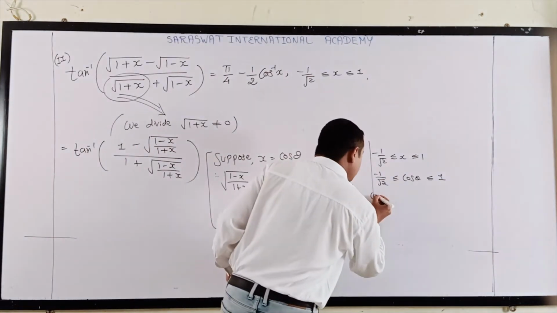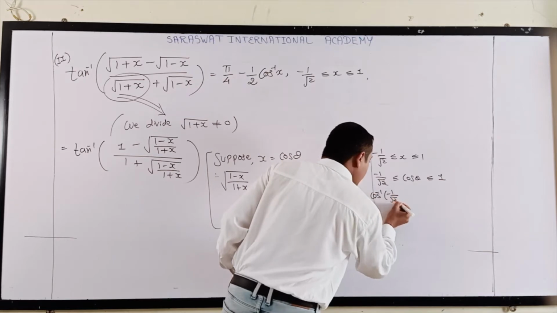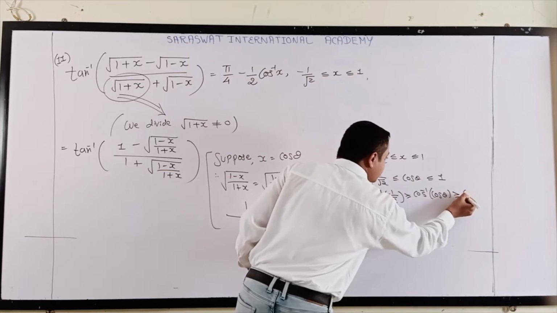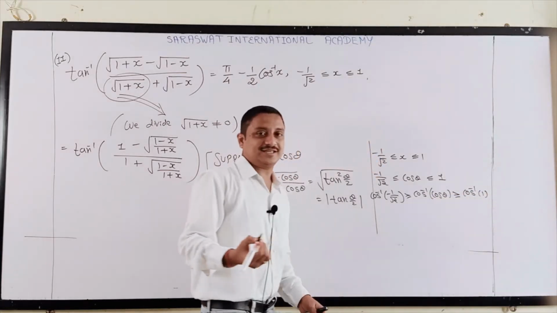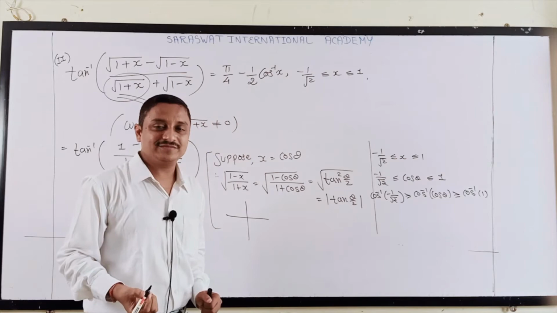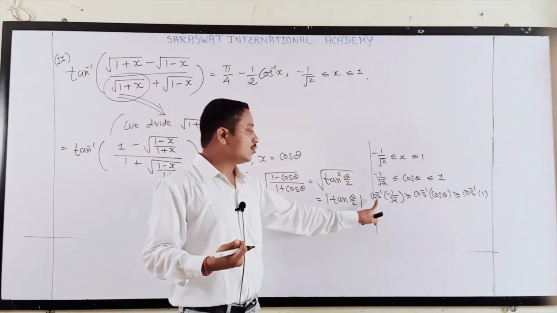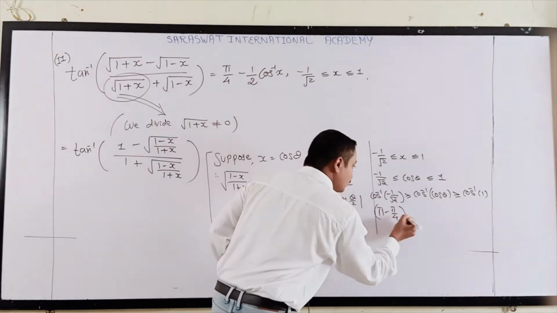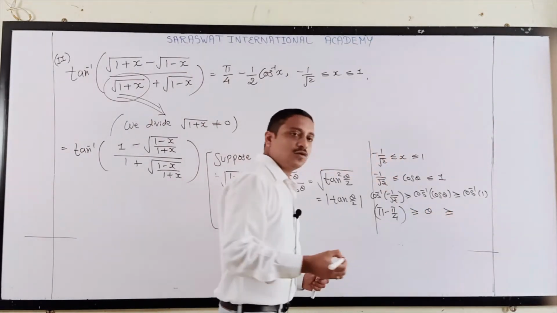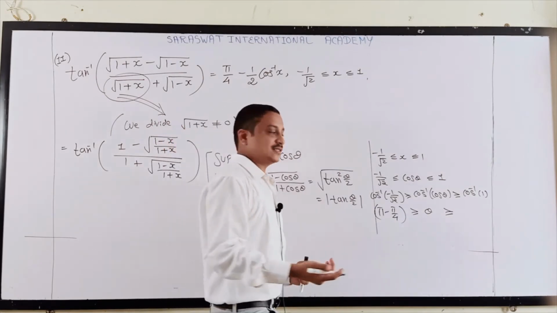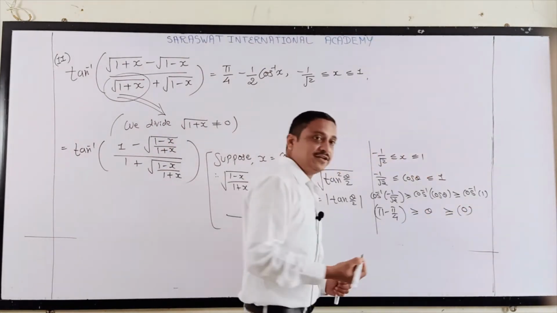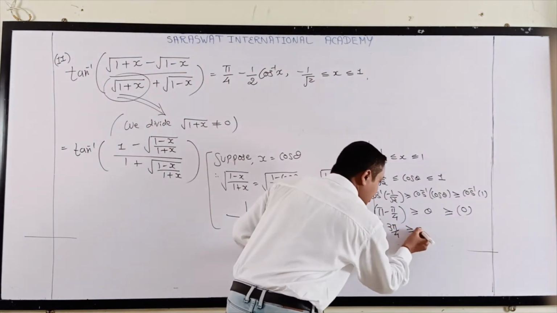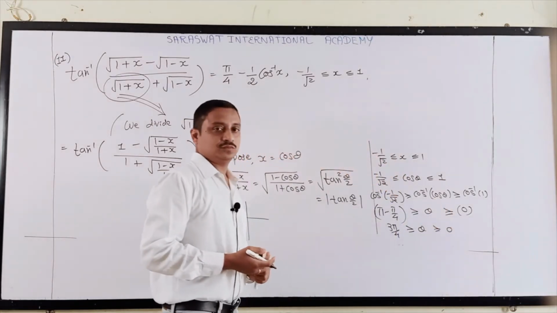So apply cos inverse here. Inequality changes, students, because cos is a decreasing function. Yes, inequality changes, cos is decreasing. Now cos inverse of minus 1 by root 2 is pi minus pi by 4, here theta. And then cos is 1, students. Yes, cos is 1 for 0 degree. So indirectly you are getting pi by 4 greater than theta, greater than 0.